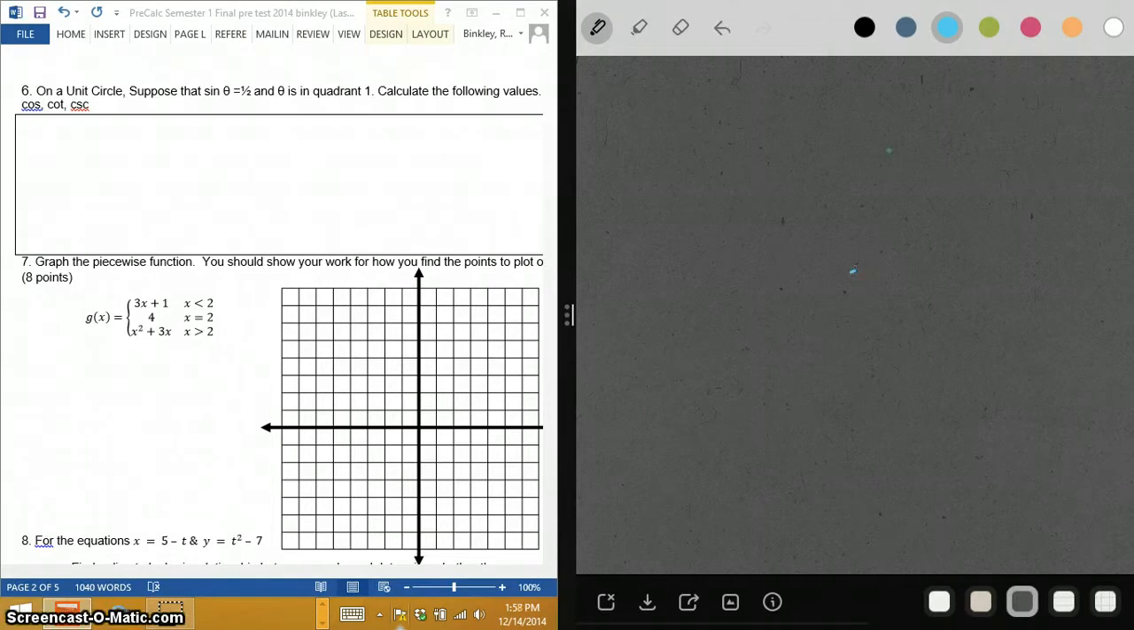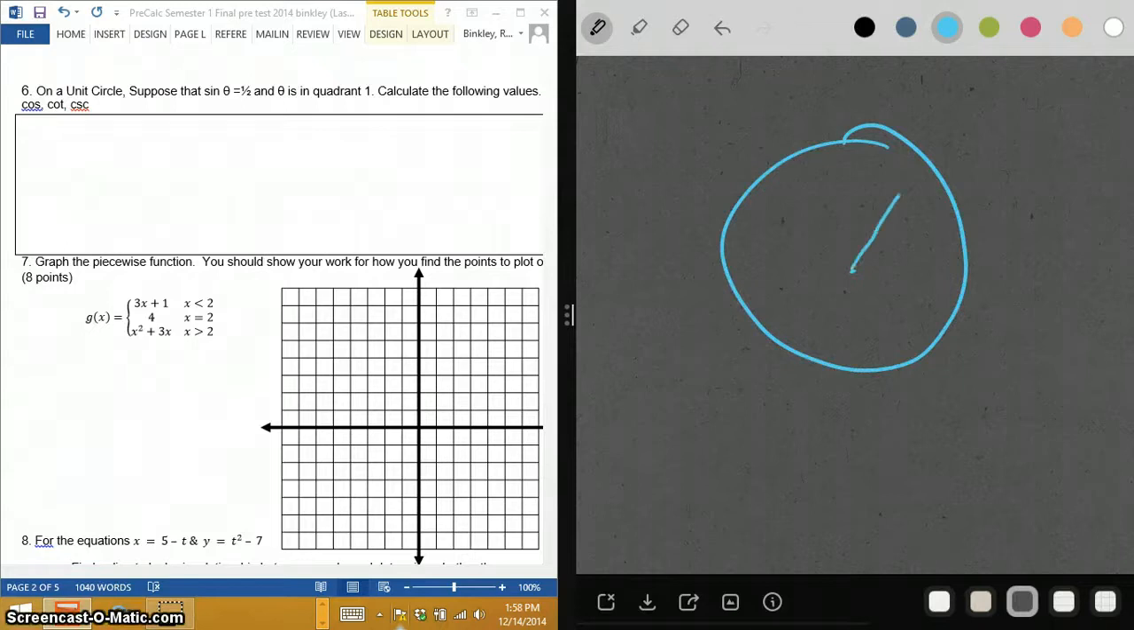So if we have our unit circle, sorry guys, pretty ugly, that's okay. And here's theta, and it ends in quadrant 1 right here. And it's telling me that the sine of theta is 1/2. That's the height of theta right here. And I know that since it is a unit circle, the hypotenuse is 1. So I can find this side of my triangle by just doing the Pythagorean theorem.